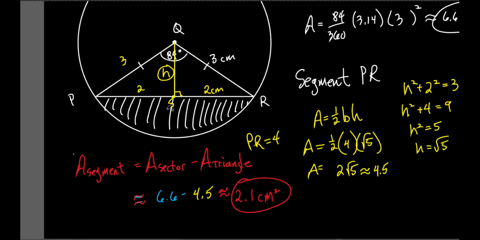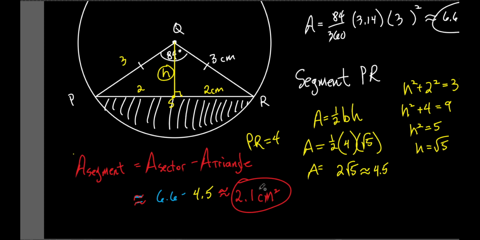It's not super straightforward. It's basically in two parts. Find the area of the sector, which is the whole piece of the pie. Then you take away the triangle, so you have to find the area of the triangle. You take the triangle away from the sector, and that gives you the segment, the area of all of this stuff right here. It's approximately 2.1.